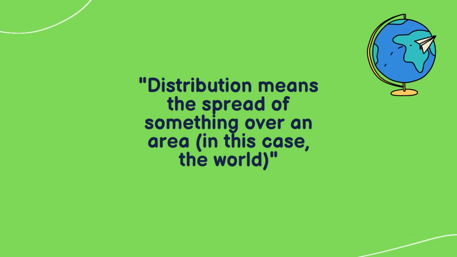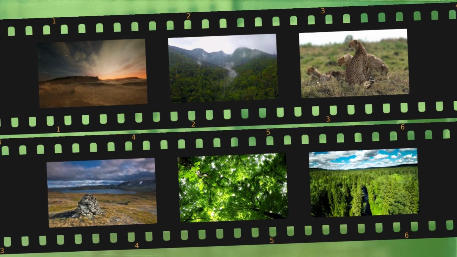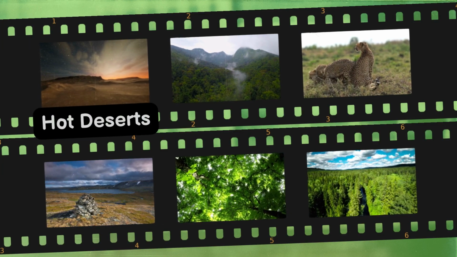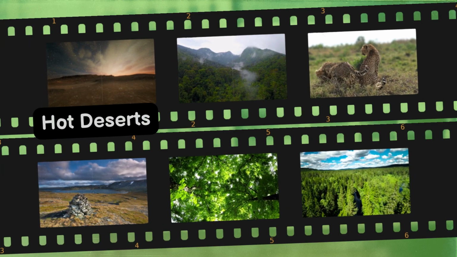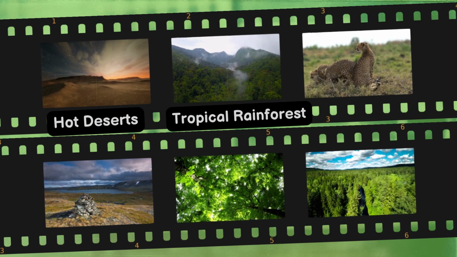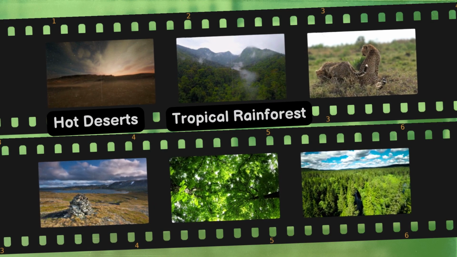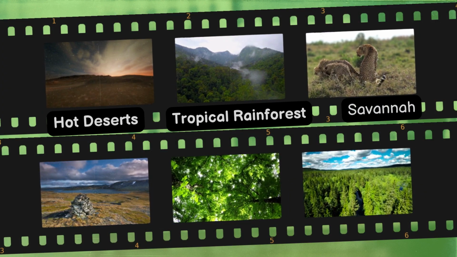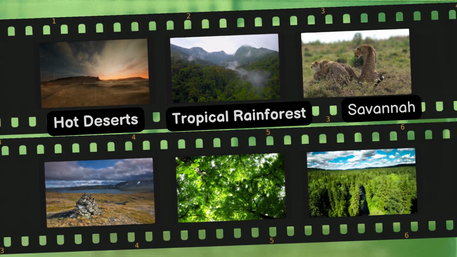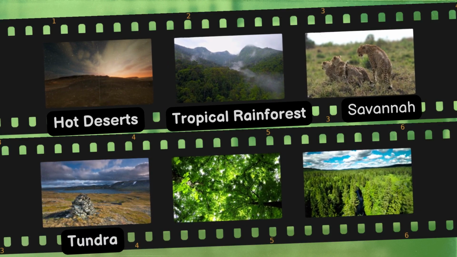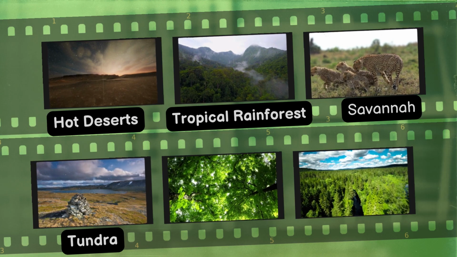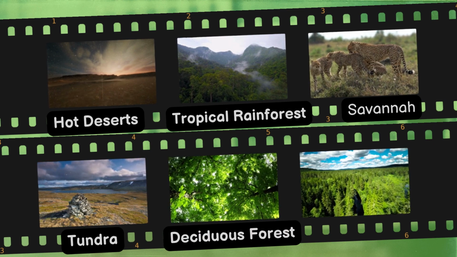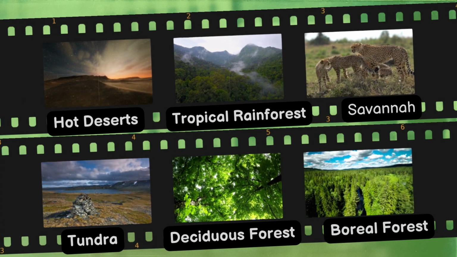Now, there are many global biomes spread across the world, so let's take a look at some of these. Firstly, we have the hot desert. We have the tropical rainforest, the savanna, the tundra, the deciduous forest, and finally the boreal forest, also known as coniferous.